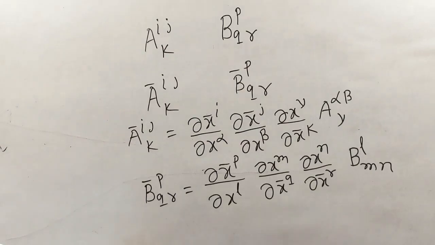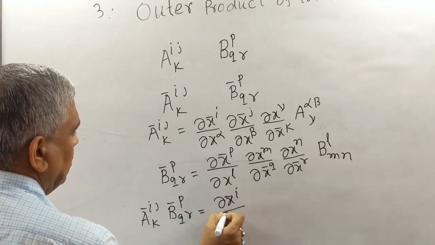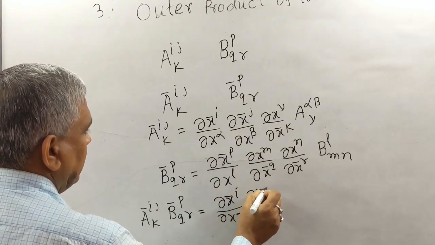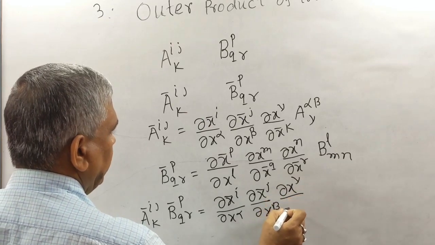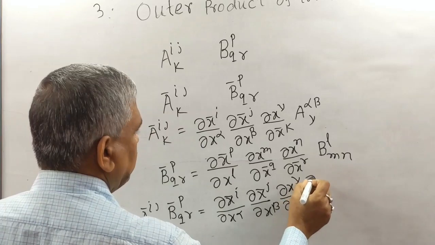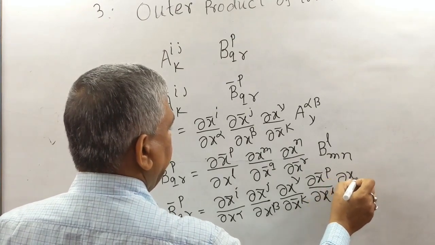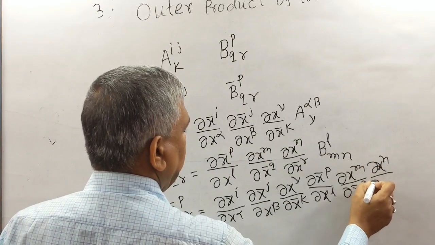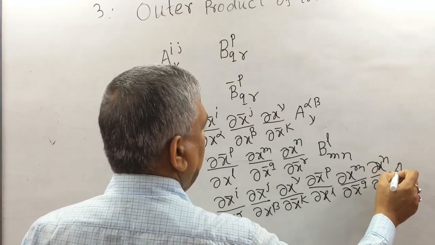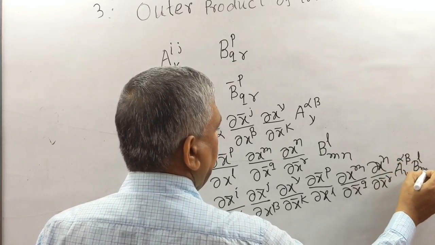Here we take the product A bar ijk, B bar pqr equals del x bar i by del x alpha, del x bar j by del x beta, del x gamma by del x bar k, del x bar p by del x l, del x m by del x bar q, del x n by del x bar r, A alpha beta gamma, B lmn.